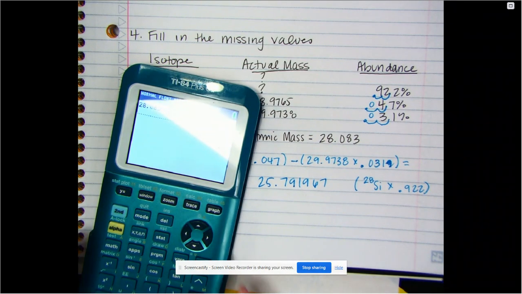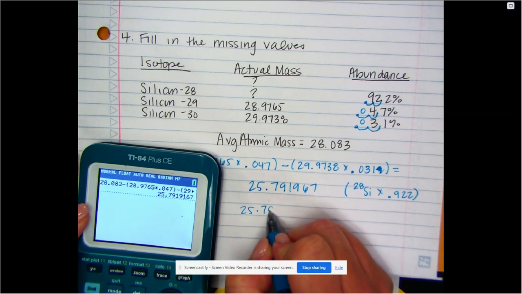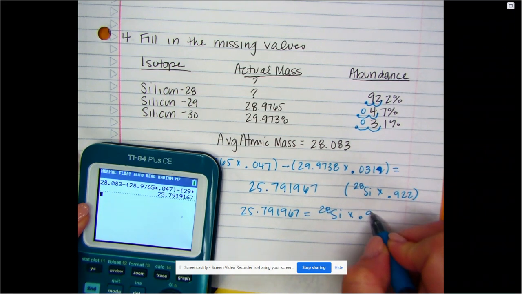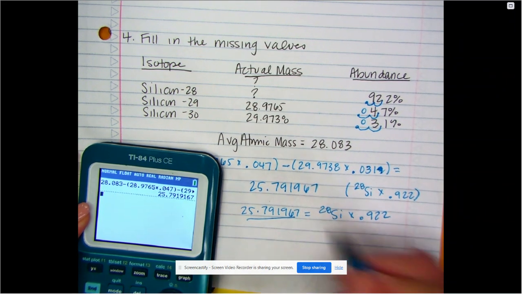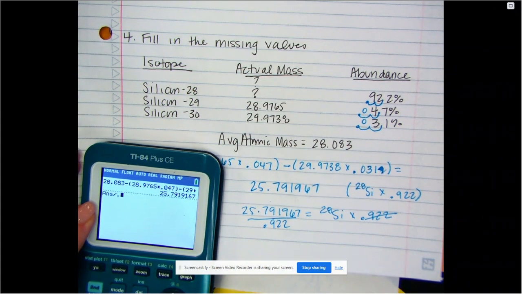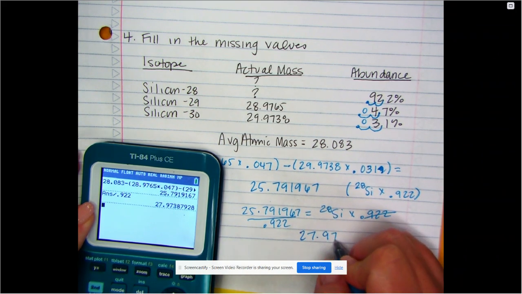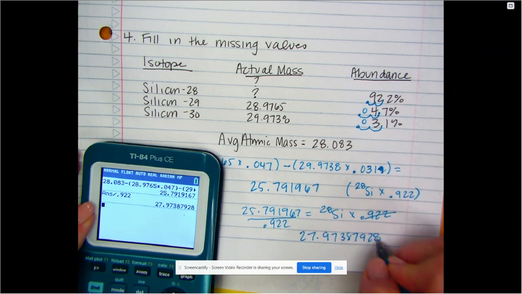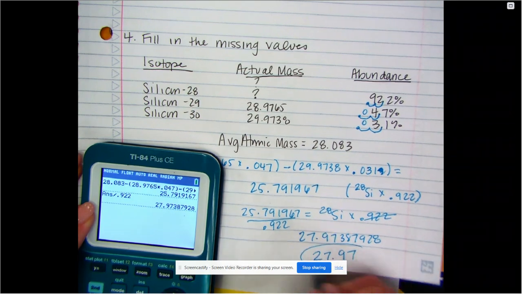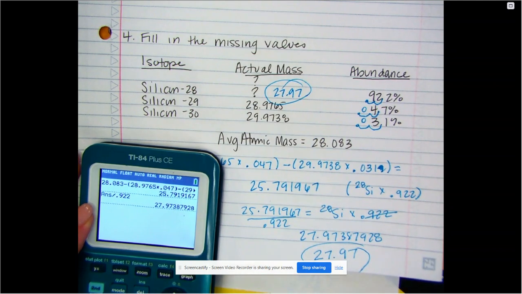25.791967. Oh, and in the glare. There we go. So this is equal to the silicon 28 times its percent. And when I divide by the percent, I'm going to get the silicon 28. Divide by 0.922. 27.97387928, and to 2 decimal places, 27.97. That is my missing value, 27.97. Okay, hopefully that's helpful.